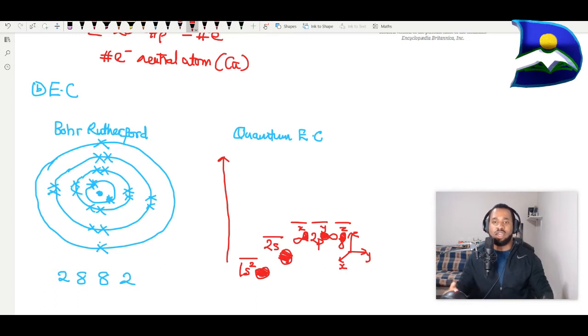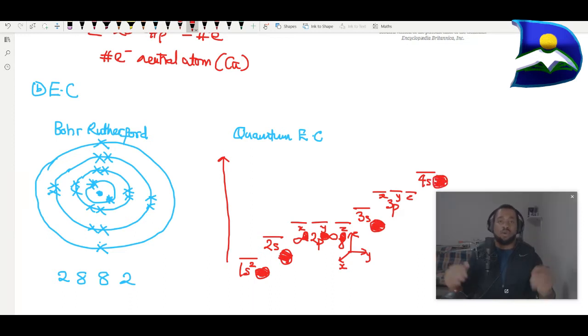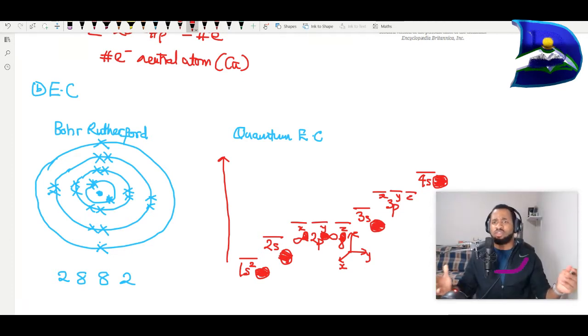The next one is our 3s orbital, which is spherical but a bigger sphere than the 2s, and the 2s is larger than the 1s. This leads us to our next one, the 3p, which has its x, y, and z, but the lobes are bigger than those of the 2p. And finally here we have our 4s, which is a larger spherical lobe.